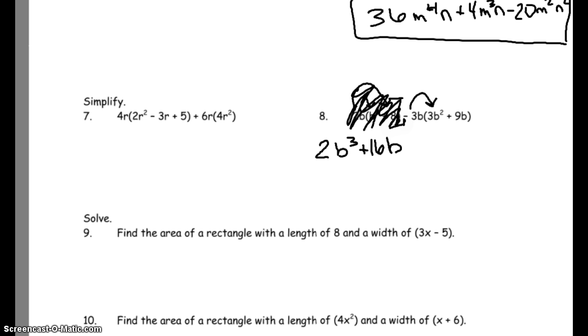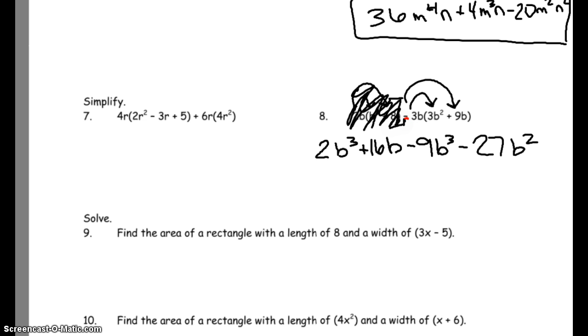We still have to pay attention to the sign. So a negative 3 times a positive 3 gives us a negative 9. b times b squared is b cubed. We have a negative 3 times a positive 9, so it's going to be negative 27. b times b is b squared.